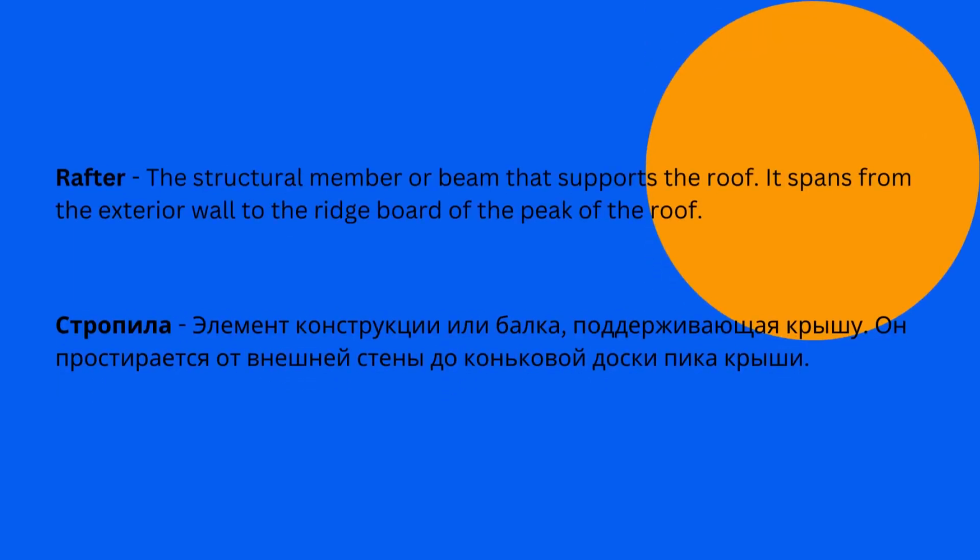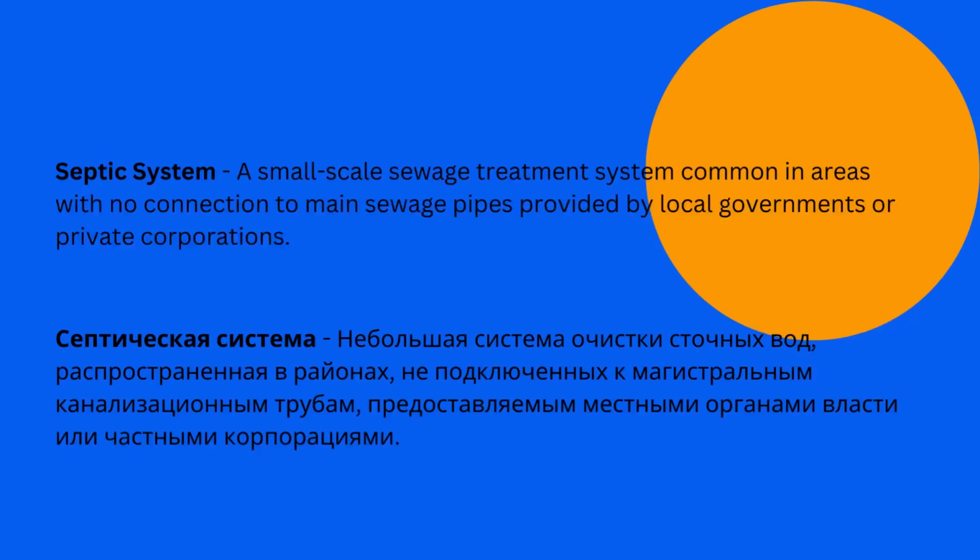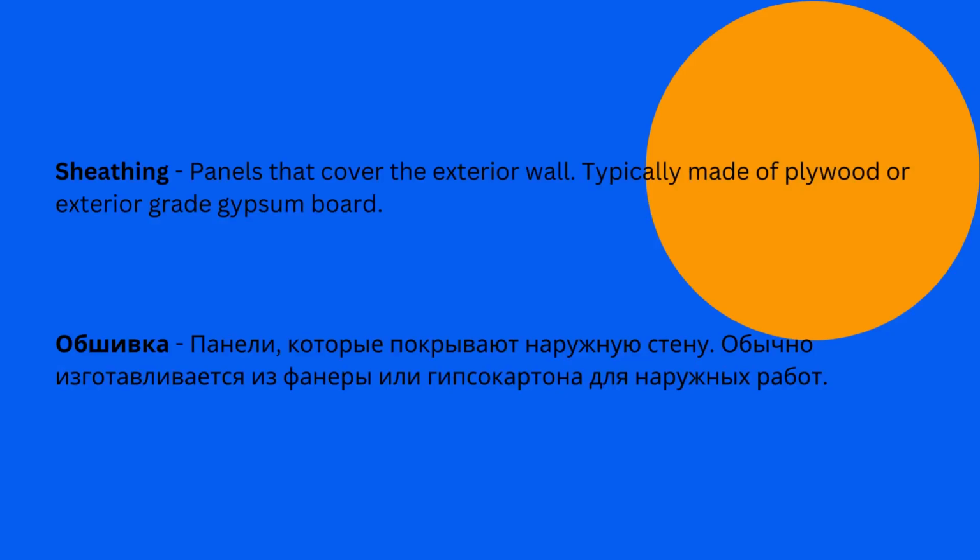Rafter. The structural member or beam that supports the roof. It spans from the exterior wall to the ridge board of the peak of the roof. R-value. A measurement of the ability of insulation to slow the transfer of heat or cold. The higher the R-value, the greater the insulation power. Septic system. A small-scale sewage treatment system common in areas with no connection to main sewage pipes provided by local governments or private corporations. Sheathing.